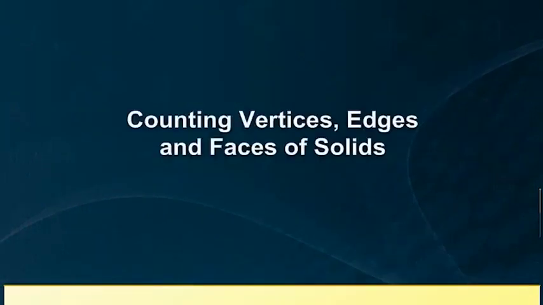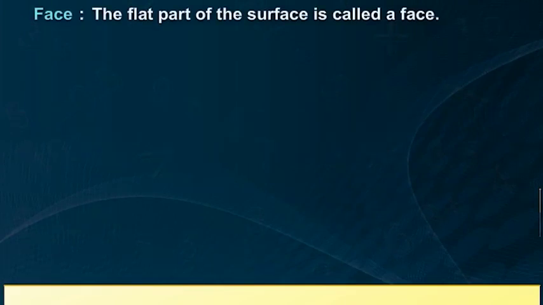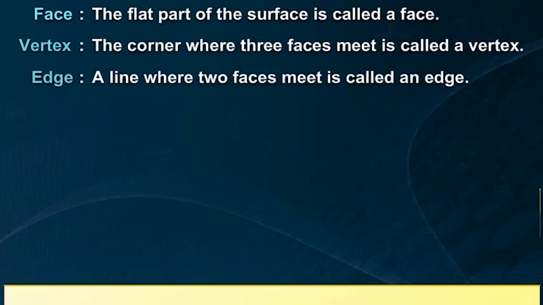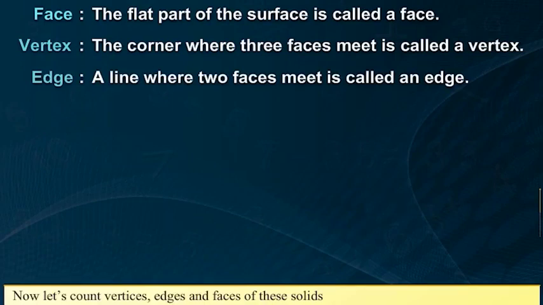Counting vertices, edges and faces of solids. Face. The flat part of the surface is called a face. Vertex. The corner where three faces meet is called a vertex. Edge. A line where two faces meet is called an edge. Now let's count vertices, edges and faces of these solids.